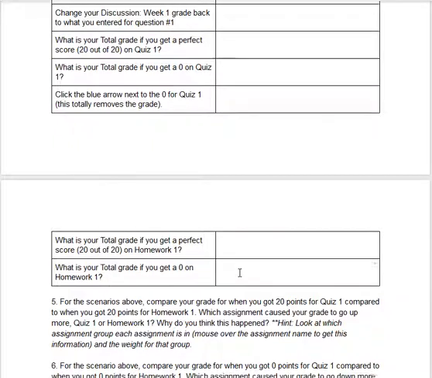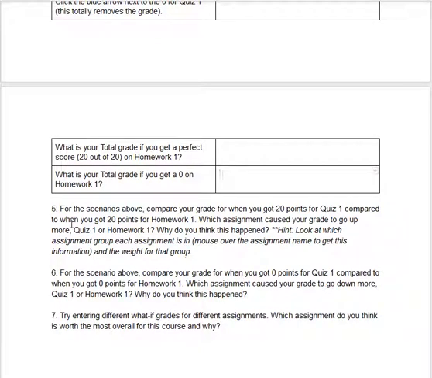And they'd enter that in. So then for the questions, for the scenarios above, compare your grade for when you get 20 points for quiz 1 compared to when you get 20 points for homework 1. Which assignment caused your grade to go up more? Why do you think this happened? And there I include the hint: look at which assignment group each assignment is in. And some students don't realize that if they just mouse over the assignment name, they actually get which assignment group that assignment's in. And then what is the weight for that group?